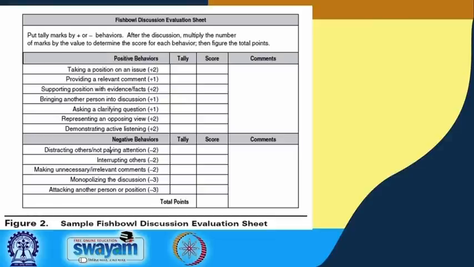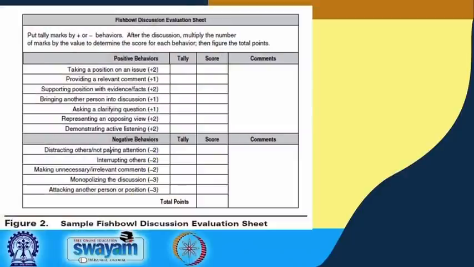Tally marks can be made and the total score can be calculated. You can make comments. I have brought the print versions with me. This is figure 2, what we have on the screen. This is the sample fishbowl discussion evaluation sheet. This is for those who are in the outer ring, those who are the evaluators.